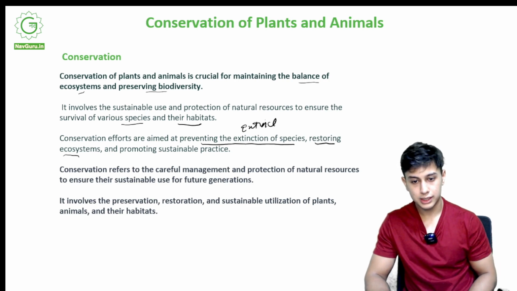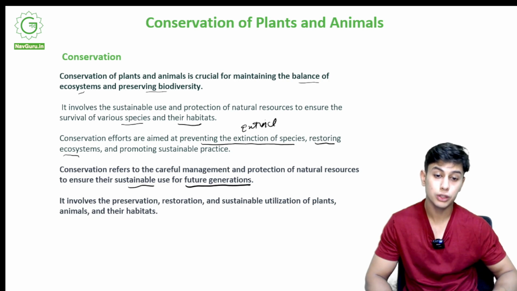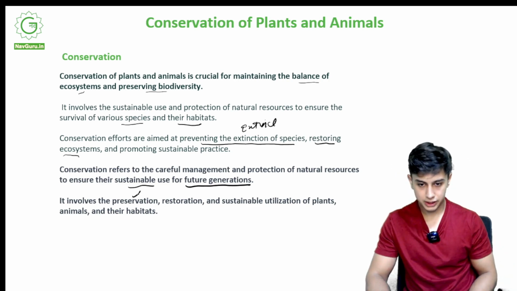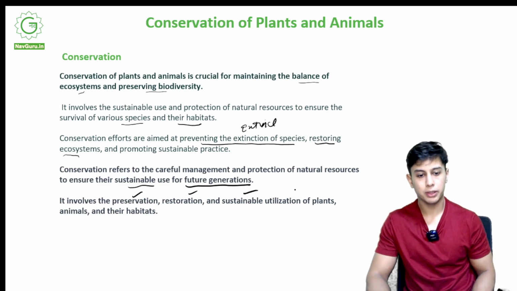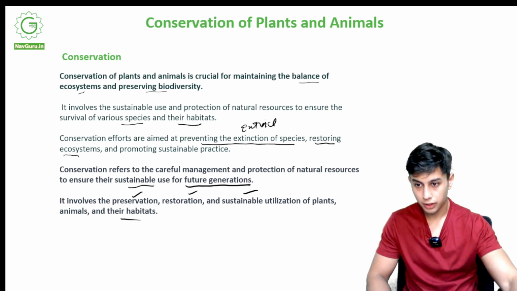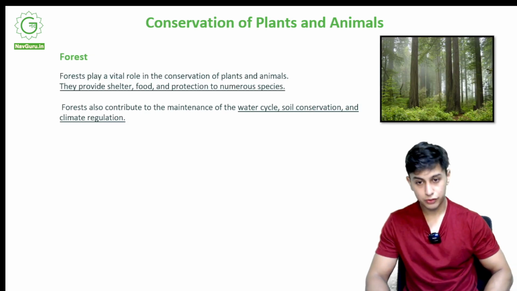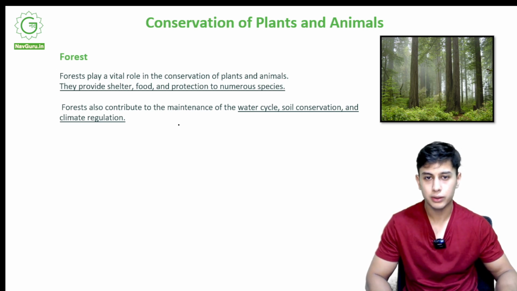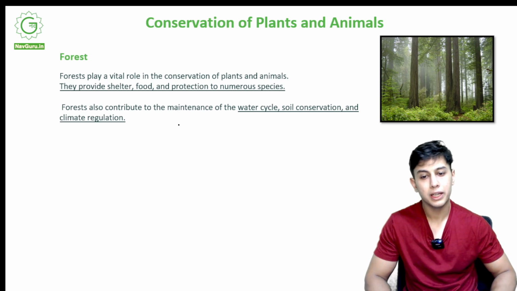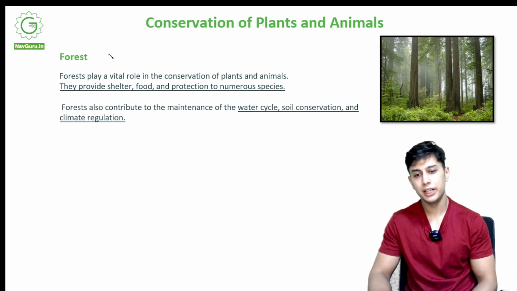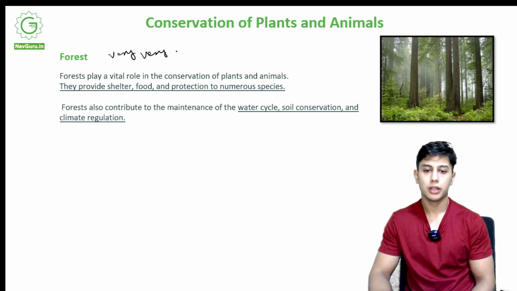To ensure the sustainable use for future generations. I want my future generation to use that resource as well. It involves preservation, restoration, and sustainable utilization of plants, animals, and their habitats. Forest. So forest is an ecosystem. A lot of animals, a lot of birds, a lot of insects, a lot of microorganisms live in the forest. Forests play a vital role in the conservation of plants and animals. So forests are very, very important.